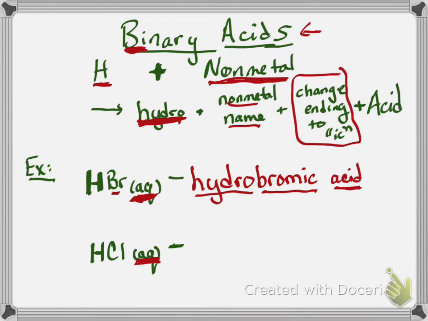Next one you probably heard before, HCl, AQ. So we have the hydro, then it's chlorine, but it becomes chloric. So it's hydrochloric, and then the word acid. So we have hydrochloric acid. When you look at this, please make sure you review that. I would go back and look it over one time. But binary acids are really easy.